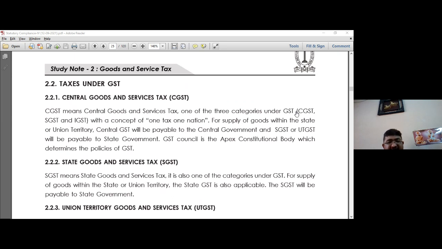Sir, for purchase of goods for export, can I avail input tax credit? Yes. What will you do with that credit? I can claim that as refund. Clarity is there?